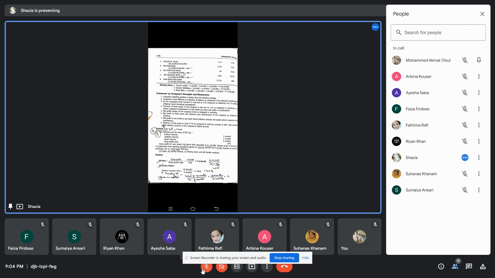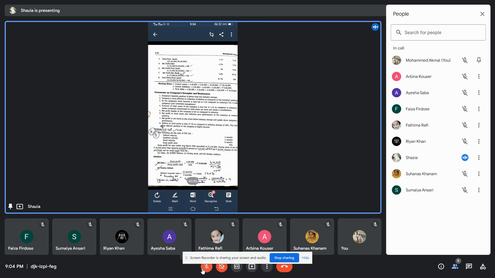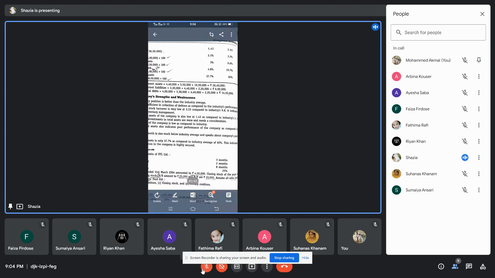Whereas, hello, is the screen visible? Okay. Okay. Therefore, again here 4.8 and 10.7%.